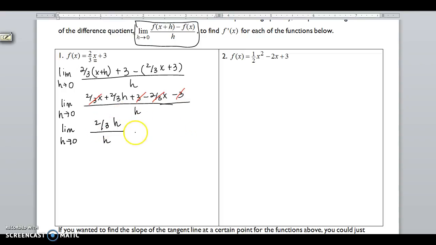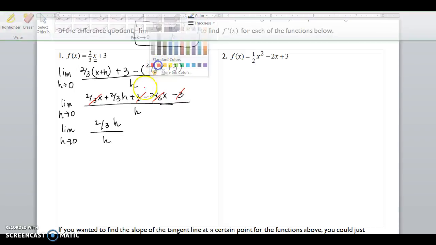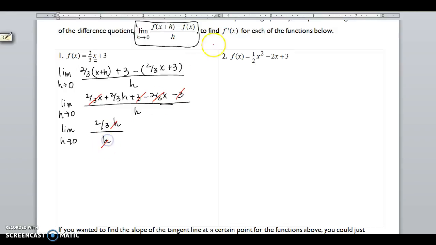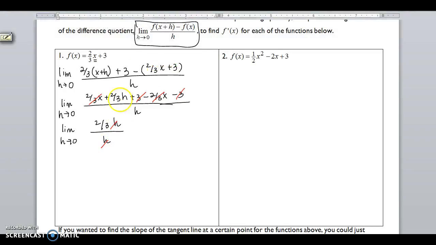Again, if there's a term in your numerator that's left over that doesn't have an h in it, then you might have done something wrong, so you might want to double check that. For us, this h is just going to go ahead and cancel. We don't have much else to do. So we just have the limit as h approaches 0 of 2/3, which is just 2/3. So what that means is the f prime of x is 2/3.